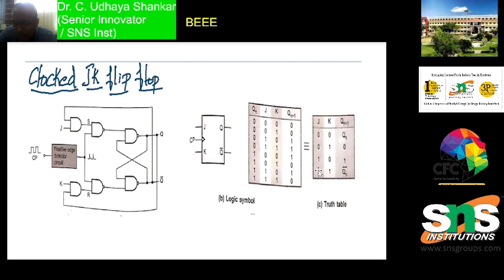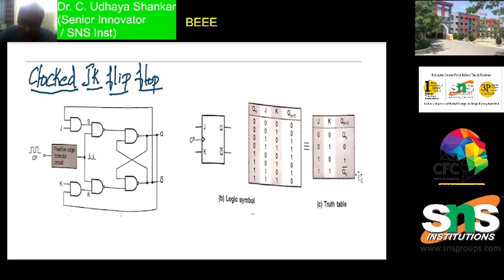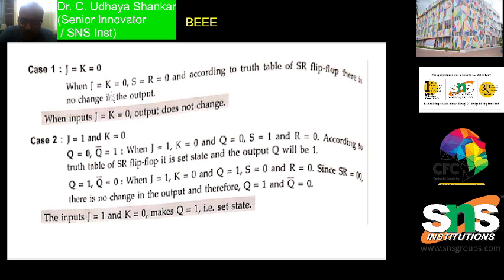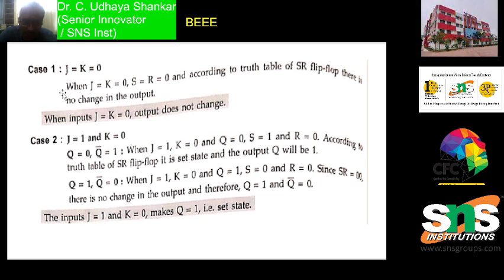But when both are 1, it will behave as a toggle state. That is, it will go to Qn bar. So this is how this JK flip flop operates. Here I have given a brief description of what happens. If you are really clear with what I have told, this is just a small explanation.